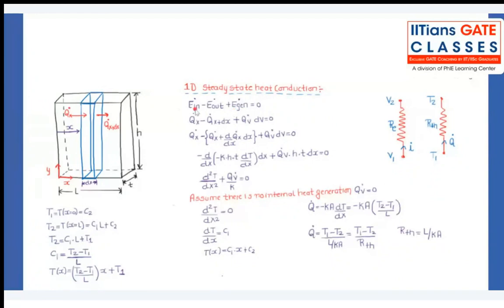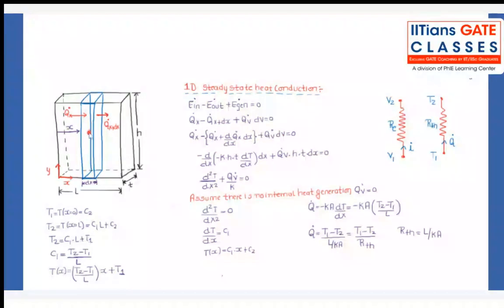Otherwise, it should be simply energy coming in equal to energy going out. So Q dot X is coming in, and Q dot X plus DX is going out, plus Q dot V, which is volumetric heat generation. That is heat generated per unit volume, into the volume I am multiplying. So Q X plus DX, how do I identify? I just apply Taylor series expansion here.